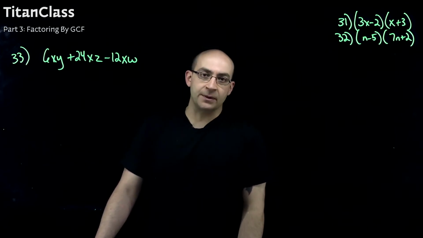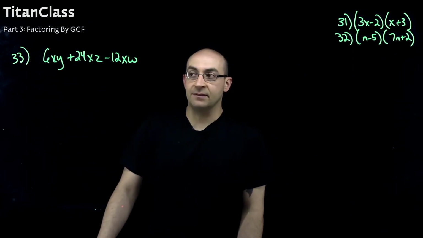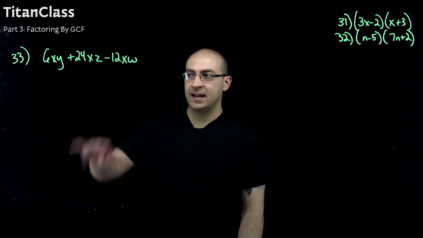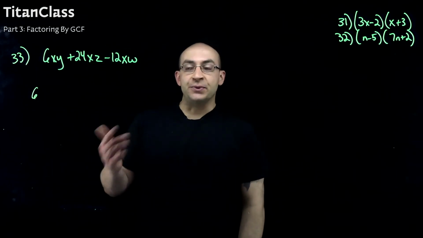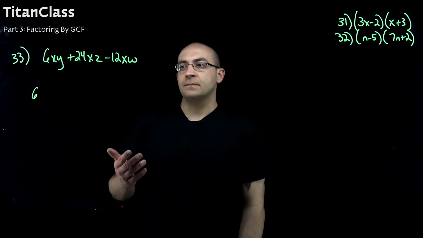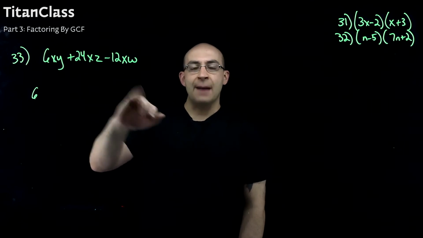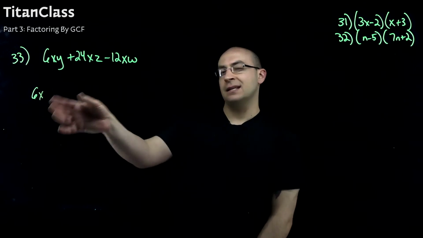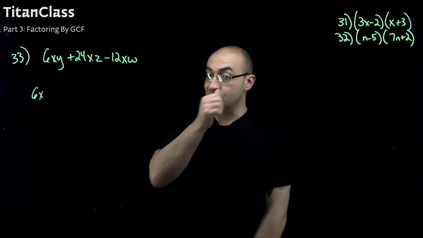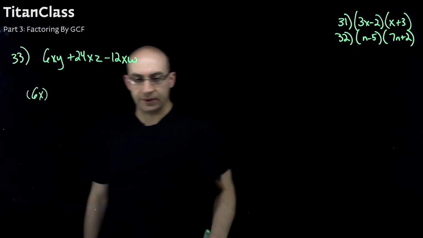Let's look at the numbers first. 6, 24, and negative 12, they all have a number that we can divide evenly out of them. And the greatest common factor of all of those numbers is 6. So let's take a 6 out of all of them. What else do these 3 terms have in common? Well, clearly they all have letters, but each of these 3 terms has an x. That means I'm able to take that x out. So let's do that. Before we finalize that parentheses, just double check to make sure there's nothing else we can pull out. And there isn't. So 6x is our greatest common factor of those 3 terms.